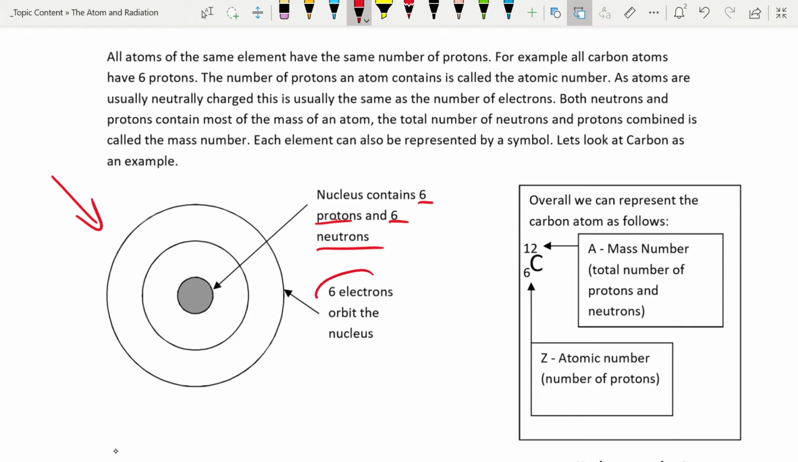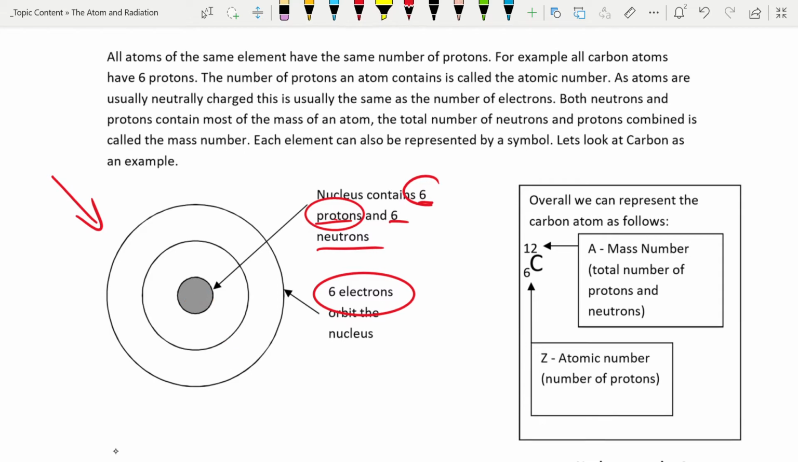Now, the number of electrons and the number of protons does have to be the same for atoms, because the protons provide a positive charge of +6. The electrons will provide a negative charge, and those two things have to cancel out. So because each proton has a charge of +1 and each electron has a charge of -1, for them to cancel out, the number of electrons and the number of protons have to be the same.